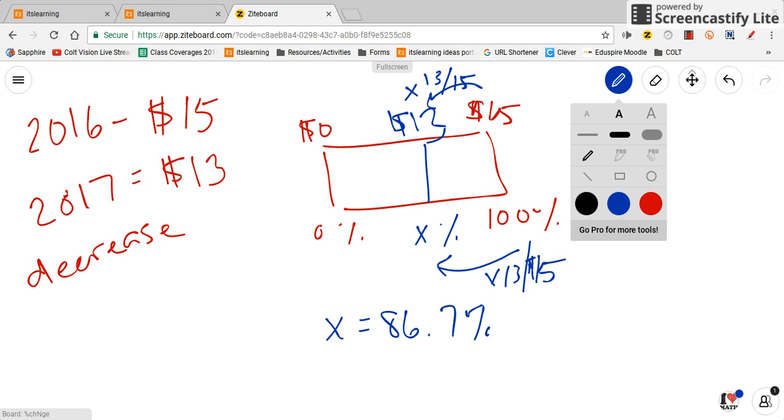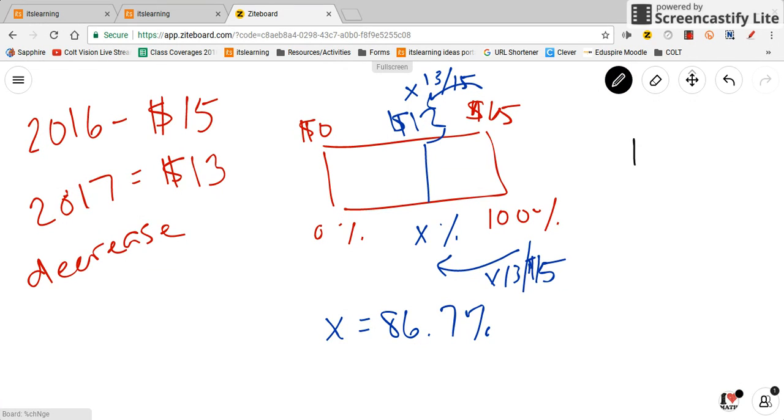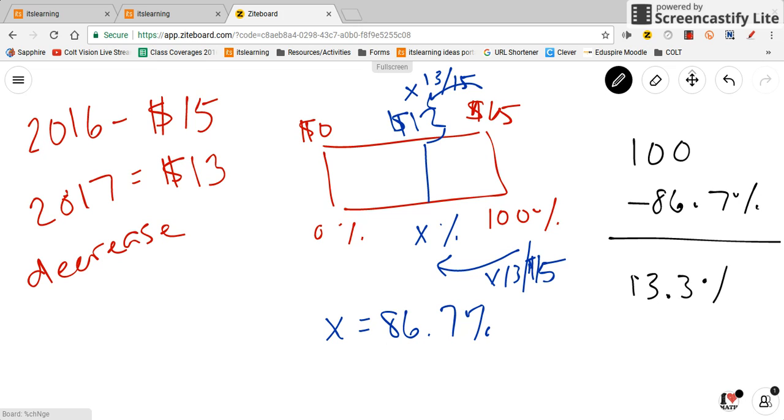Once again, remember, the last thing we have to do is find that change. So we're going to take the 100 and subtract off the 86.7%. I know when I do this, 100 minus 86.7 is going to give me 13.3% decrease. There are other ways to do this, and you may figure out some of those as you go along. But I think the easiest way for right now is to go ahead and use your percent bar.